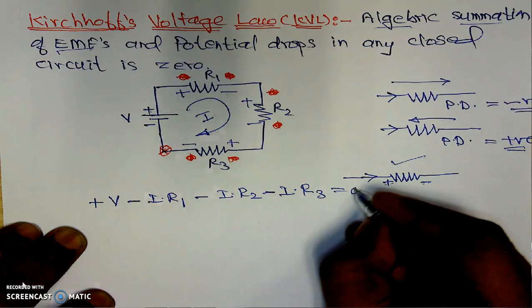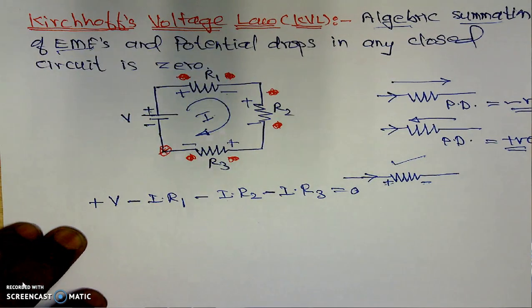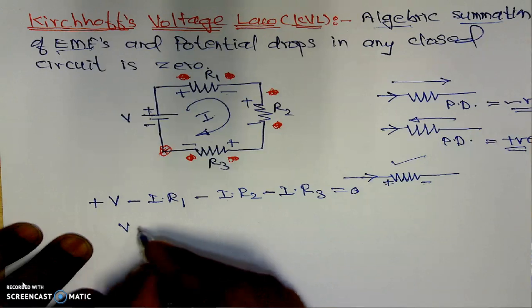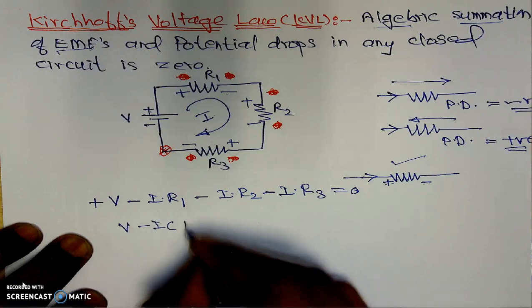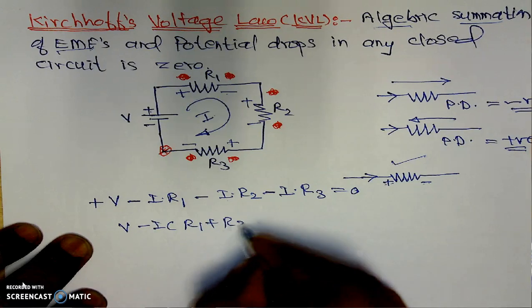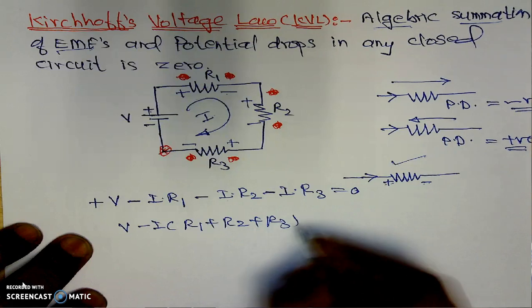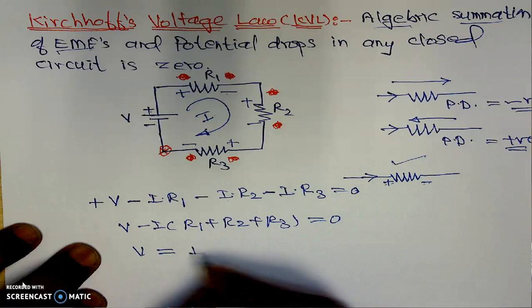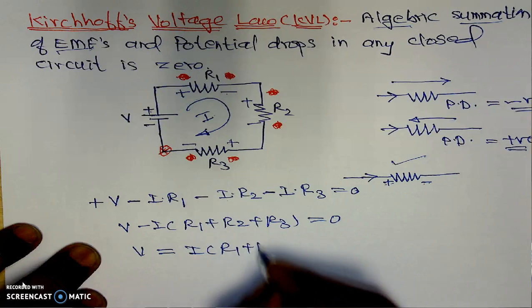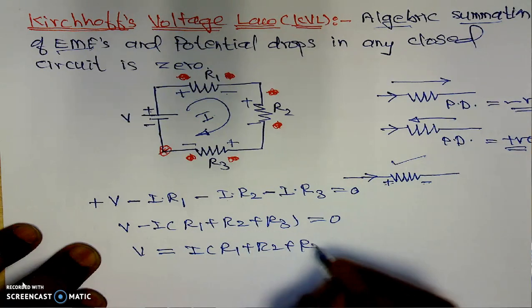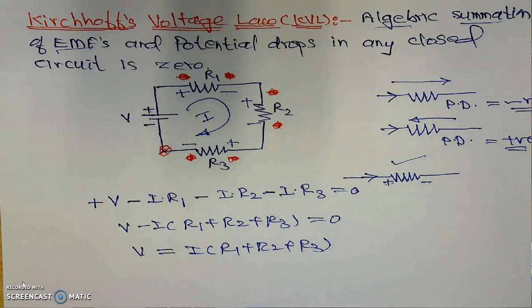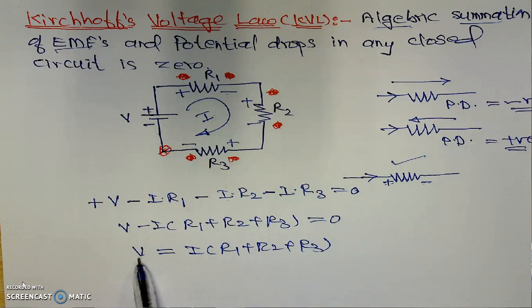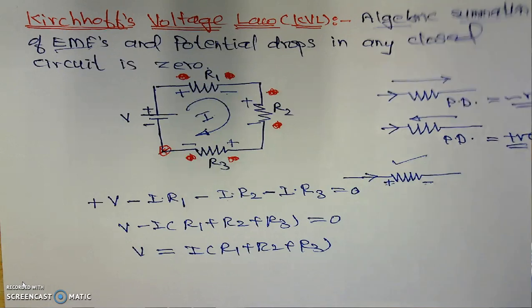This is the method to apply the KVL, or Kirchhoff's voltage law. Simplifying further, V minus I taken as common, then R1 plus R2 plus R3, which is equal to 0. Simplifying further, V is equal to I into R1 plus R2 plus R3, and in this way we are in a position to find the value of any unknown. It may be V, it may be I, or it may be a resistance.